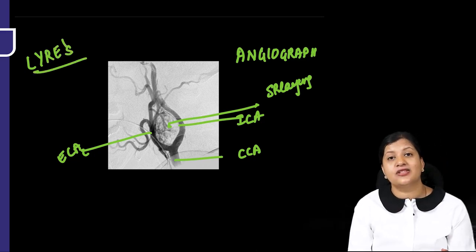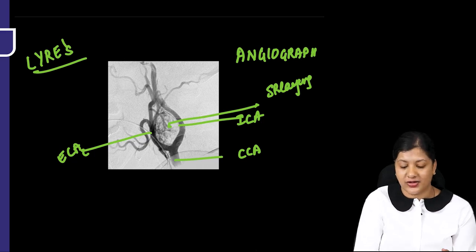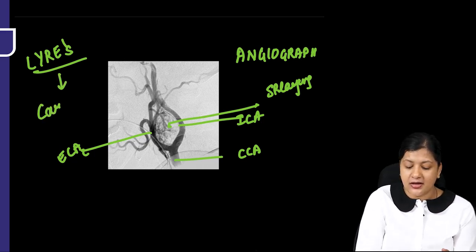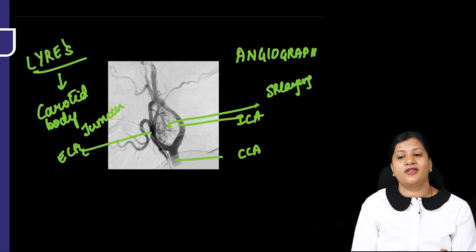So Lyre's sign is what? Splaying of the carotids, which is a feature of carotid body tumor, which is a paraganglioma. So Lyre's sign is seen in a carotid body tumor. So I hope everybody understood the Lyre's sign on angiography.